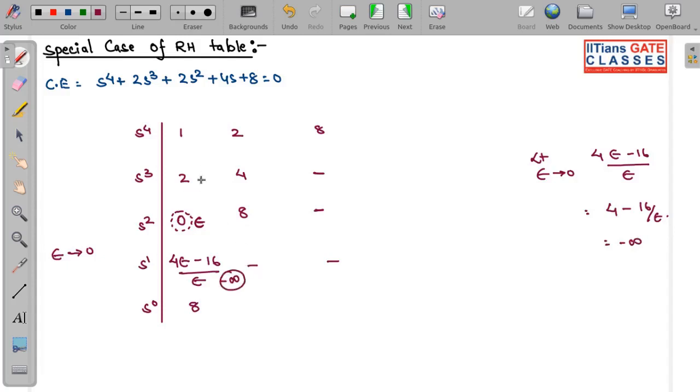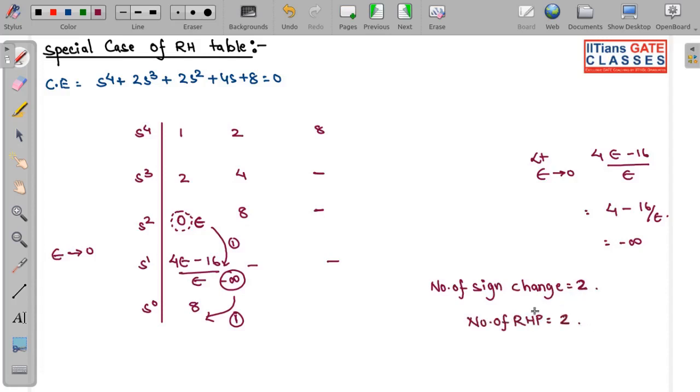So the number of sign changes, you can see this is 0. So from here positive sign to negative sign, one sign change, and from negative to positive, once again you have one more sign change. So the number of sign changes is equal to 2. So this implies number of right hand poles is equal to 2.